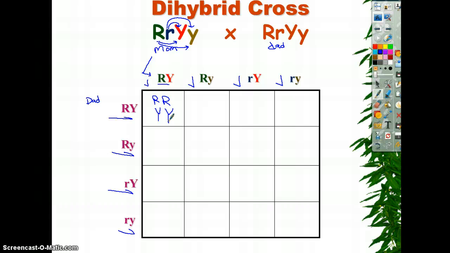The other way you could write this would be like this. So you bring this R down, this R over, this Y down, this Y over. So you could write it as one big genotype, or you could split them up like I did at the top. You'd fill in all the boxes, and then you'd have to go around and say, you know, is it round yellow, round green, wrinkled green. We're going to practice some of these in class.